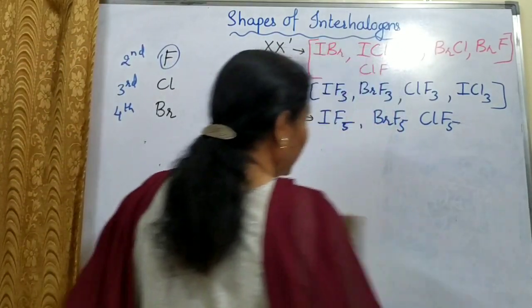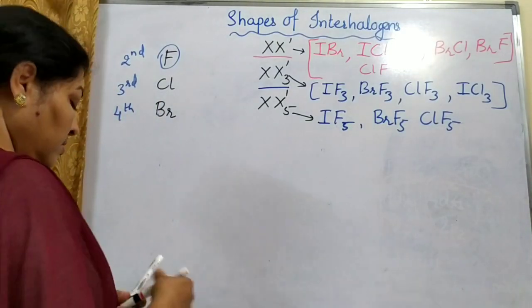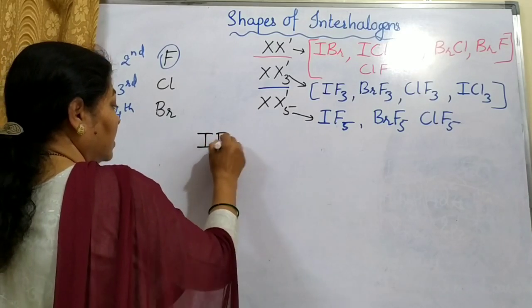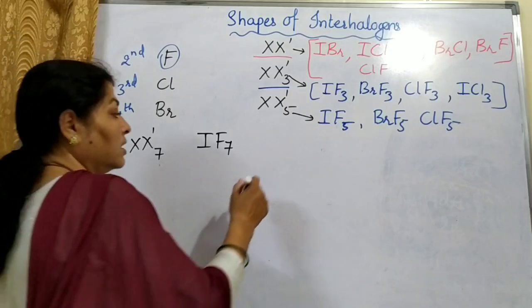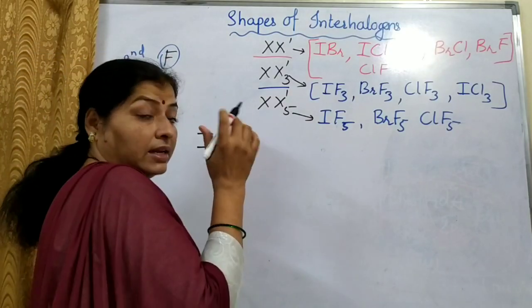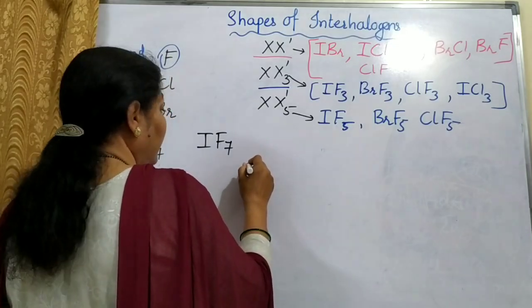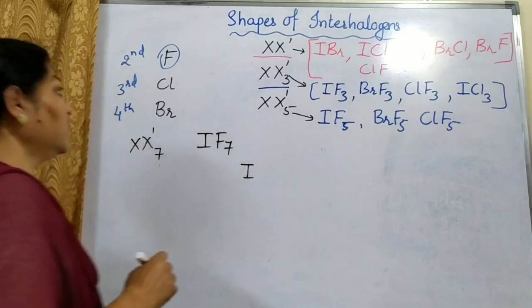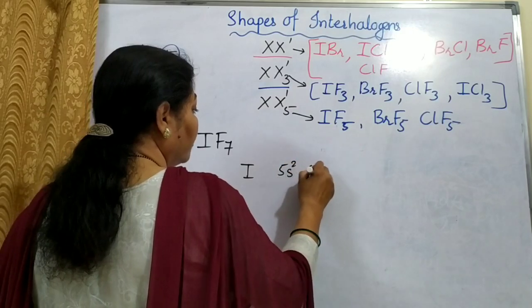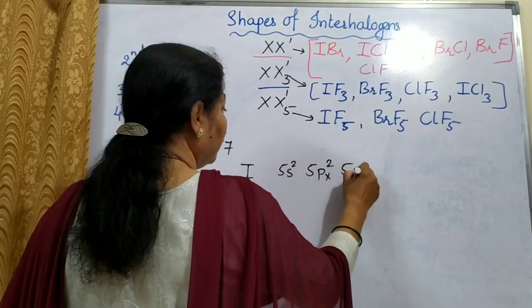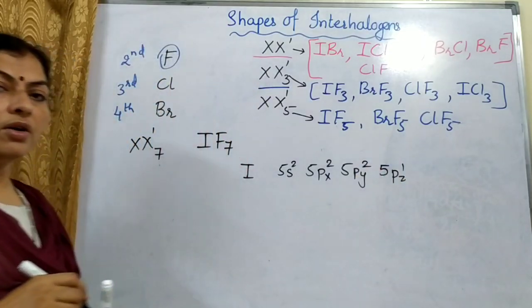The shape of IF7. It will fall in the category of X X'7. Again here, now 7 electrons are needed, so there will be no lone pair. Let us take the case of iodine. Iodine is the central atom here, and iodine is in the 5th period. So 5s2, 5px2, 5py2, 5pz1. This is the configuration.